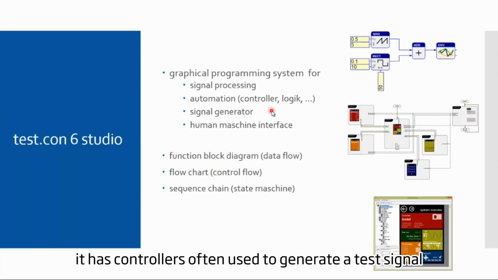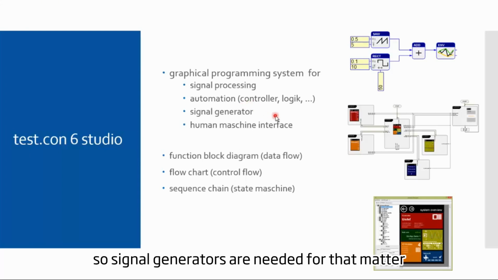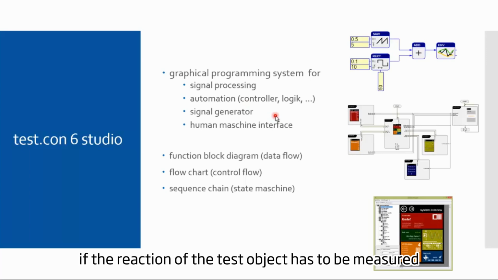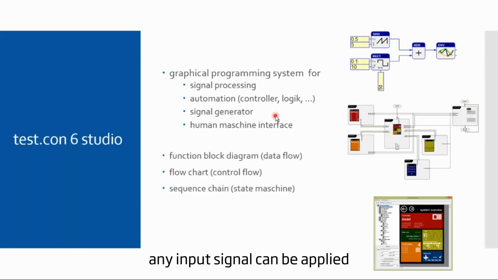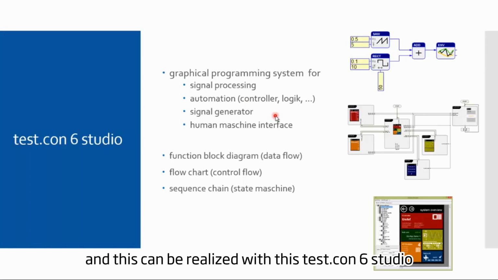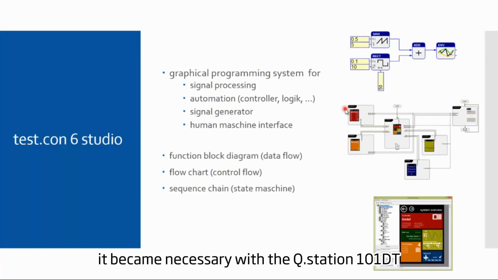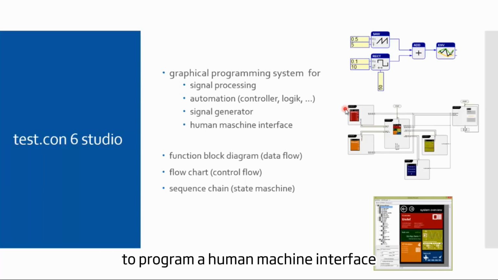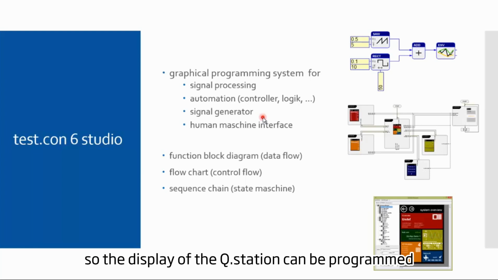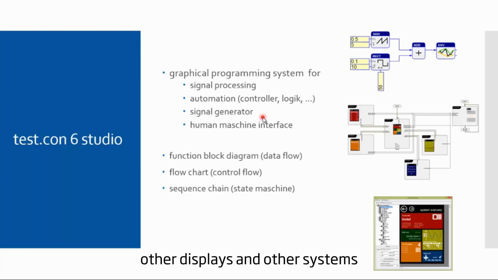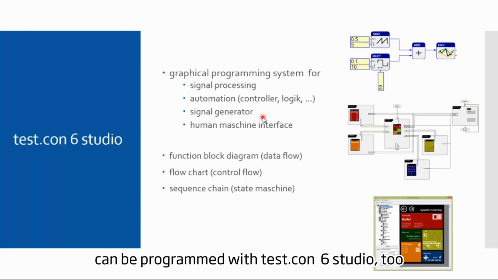The test controller is often used to generate a test signal. So signal generators are needed for that matter. If the reaction of the test object has to be measured, an input signal can be applied, and this can be realized with test.con 6 Studio. It became necessary with the Q.station 101DT to program a human-machine interface, so the display of the Q.station can be programmed. Other displays and other systems can be programmed with test.con 6 Studio too.